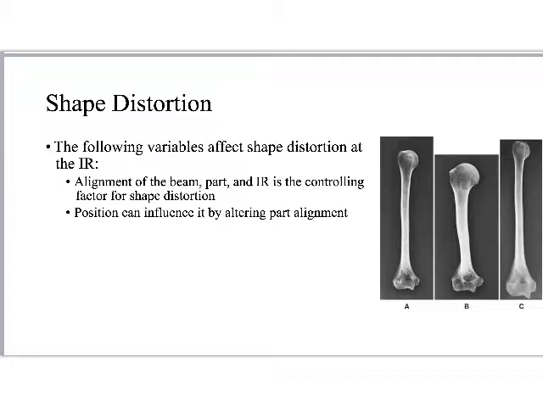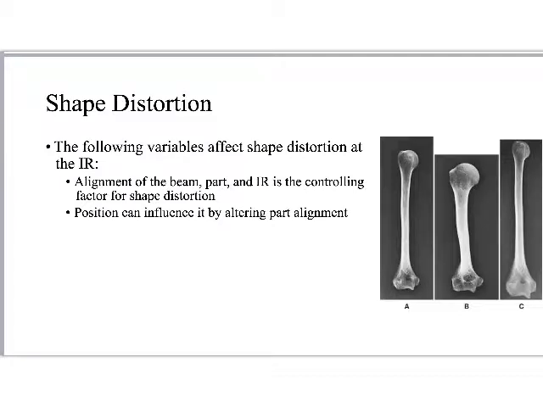All right, shape distortion. There's always a little bit of distortion on pretty much everything that we do. Sometimes it's more apparent than others, right? But the alignment of the beam, the part, and the image receptor are the primary ways that we can control for shape distortion. So for the most part, we want the central ray to be perpendicular to the part and also perpendicular to the image receptor. Anytime that there's something that's not perpendicular, then we wind up getting some form of distortion.